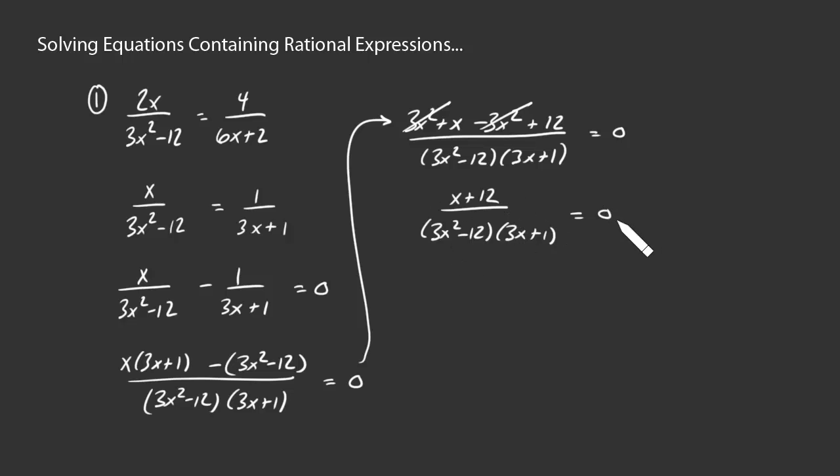Again, you've got a fraction equaling 0. So the numerator had better be 0, which means x would be negative 12, as long as also the denominator is not 0. So you need to double check. If I plug in negative 12 into those two things, do I get a 0 in either case? Well, let's see. 3 times negative 12 squared minus 12, that's 144 times 3 is well over 300. Minus 12 is not going to make a difference. That's not going to be 0. And if I plug negative 12 into here, 3 times negative 12 plus 1, again, that's negative 36 plus 1, that's negative 35. Again, not 0.